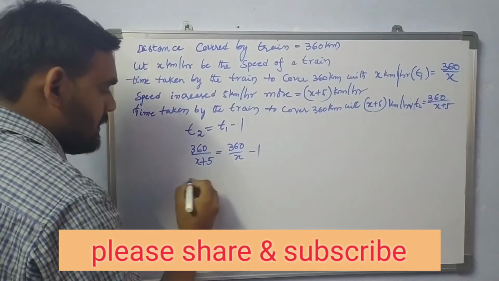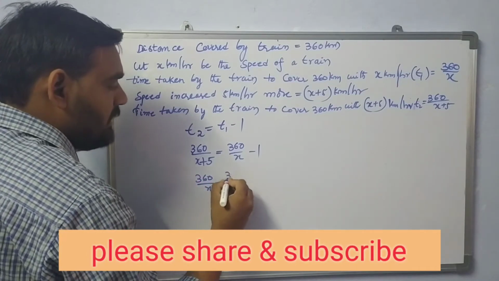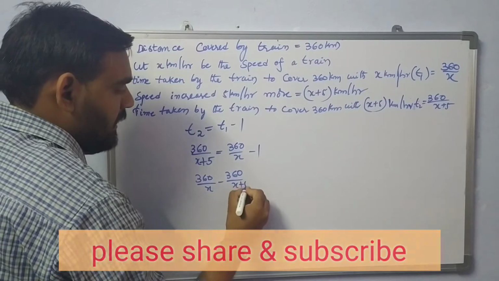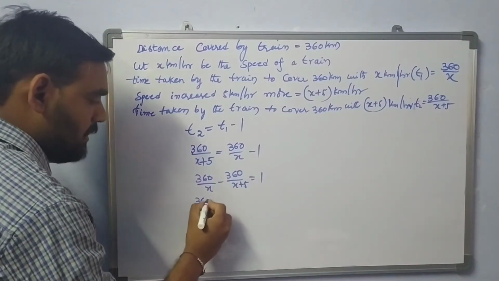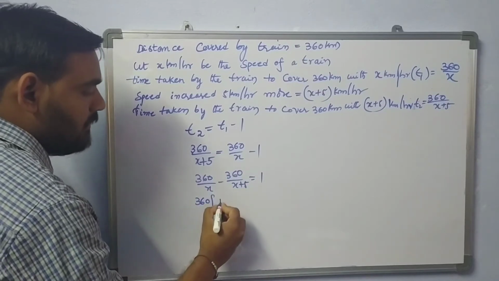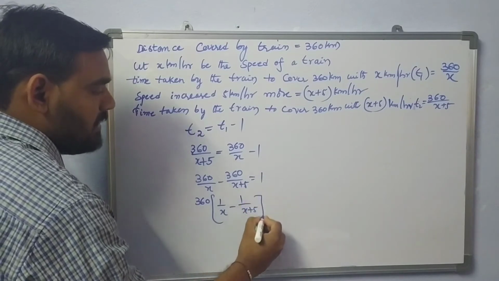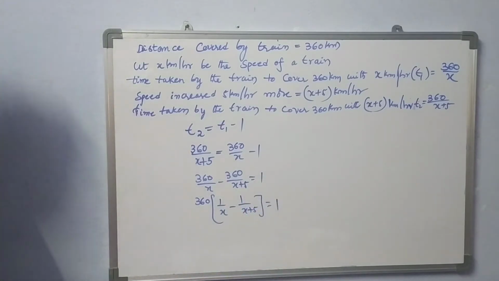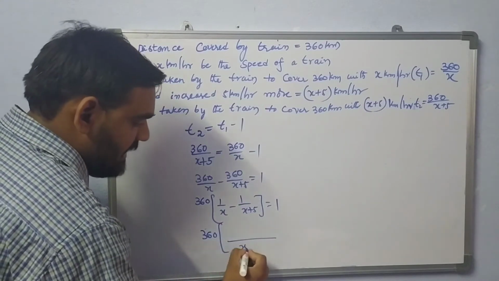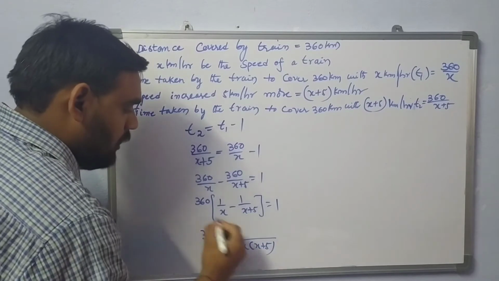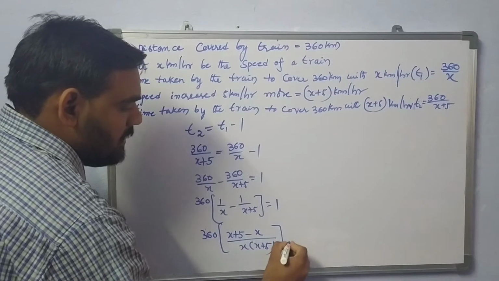Now we can write this one as 360 by x minus 360 by x plus 5 is equal to 1. From these two terms, 360 is common. When I take 360 common, we will get 1 by x minus 1 by x plus 5 is equal to 1. Now here we will get 360 into x plus 5 minus x is equal to 1.